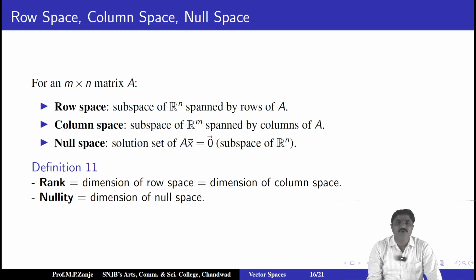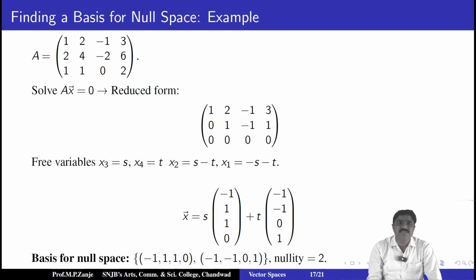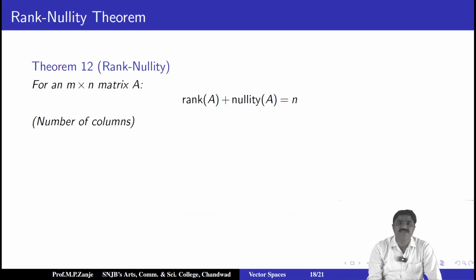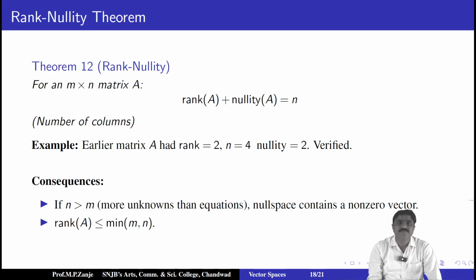Rank is the number of non-zero rows in a matrix. Once you reduce the matrix into echelon form, the dimension of the row space is called rank, the dimension of the column space is also the rank, and the dimension of the null space is nullity. To find a basis for the null space, just consider the augmented matrix reduced into echelon form, then we can find the null space, and its dimension is the nullity of the matrix. Rank nullity theorem: for an m by n matrix A, rank plus nullity equals n, the number of columns. In the earlier example, matrix A has rank 2 and n equal to 4, so nullity equals 2, where n is the number of columns. So using the above theorem, we can calculate the nullity.